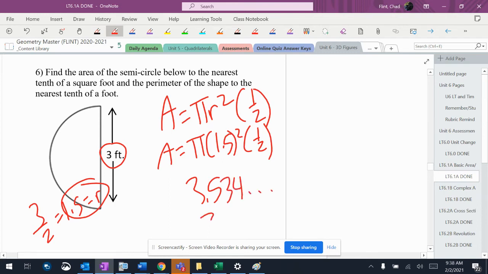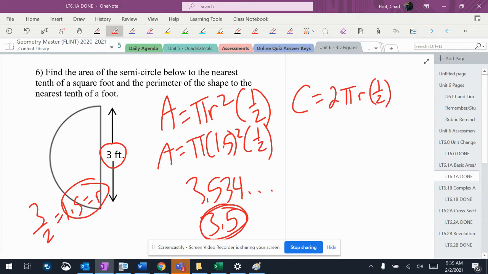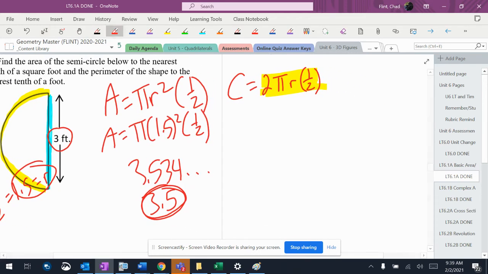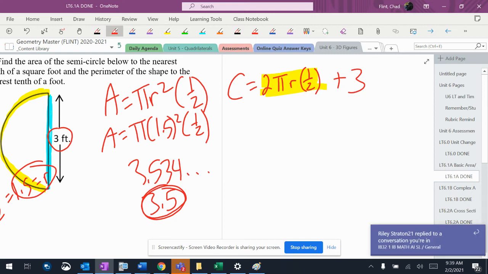3.534, and so on, which to the nearest tenth is 3.5. So there's my area. Now my perimeter. The circumference is 2 pi r, but I only have half the circle, which is just this part right here, because the circumference is the outside edge of the circle. So I'm going to have to make sure that I add back in this 3. I have to really think about these questions when I do them because they're not all perfectly straightforward. So I have to add that 3 back in there.